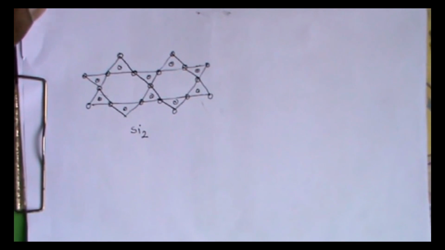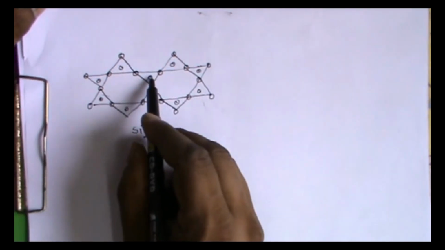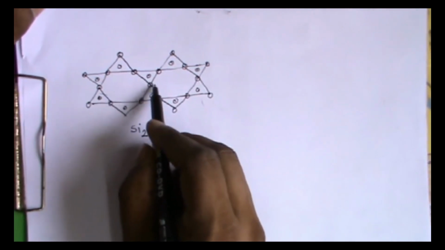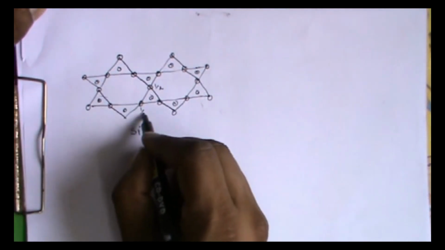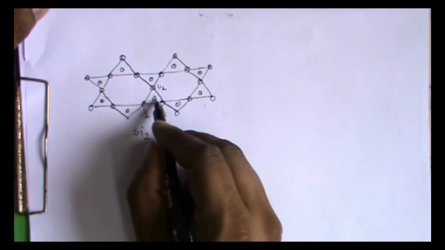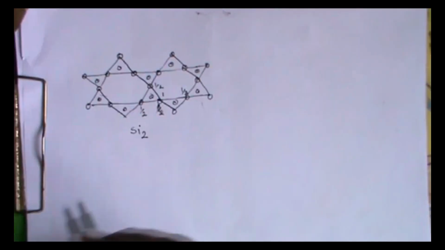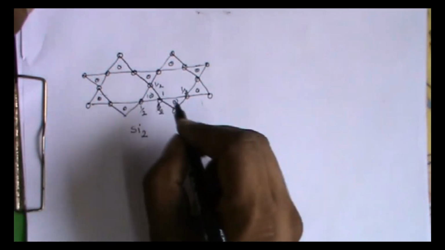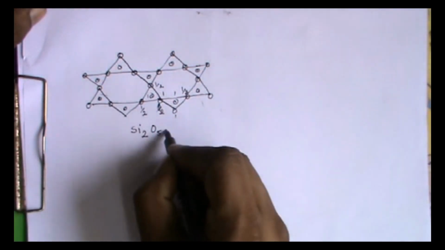What about oxygen atoms? This oxygen atom is shared by two tetrahedral units. So half of this will be included. Similarly, this is shared. This is shared. Sorry. Since I consider both, this can be considered as one. This is shared. Apart from that, I have four more oxygen atoms which belong to this unit. So totally I get 5.5 oxygen atoms.